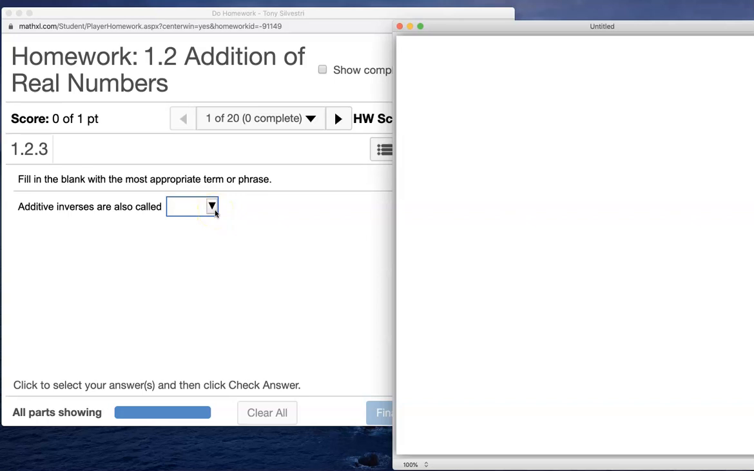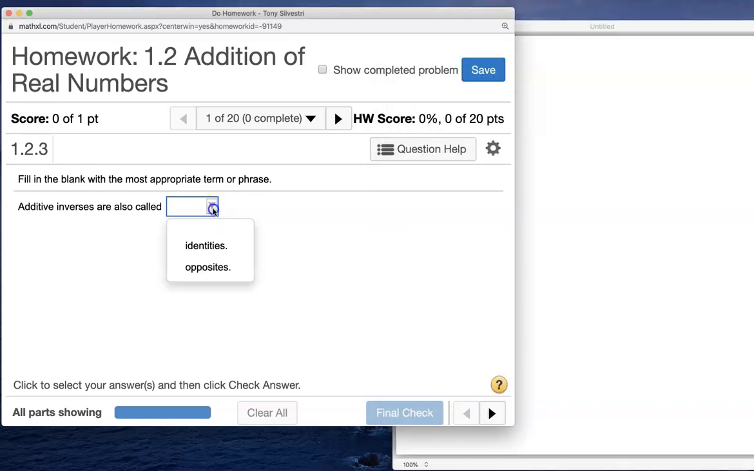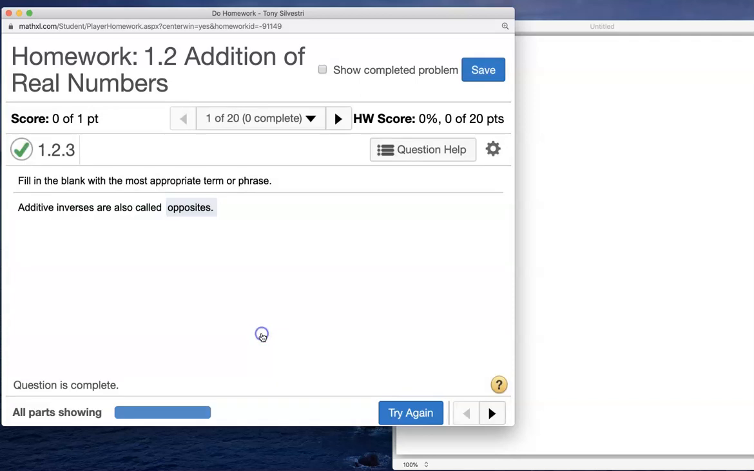Now, additive inverses are called what? Well, geez, there's two choices, and you have three possible chances to pick from two, so you have to get this right. Let's get it right the first time. How about opposites? Okay, an inverse is another word for an opposite. So even in English, inverse means opposite. So what we're going to do is say, nice work, fantastic.